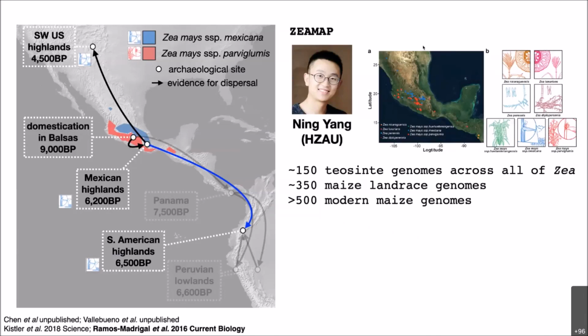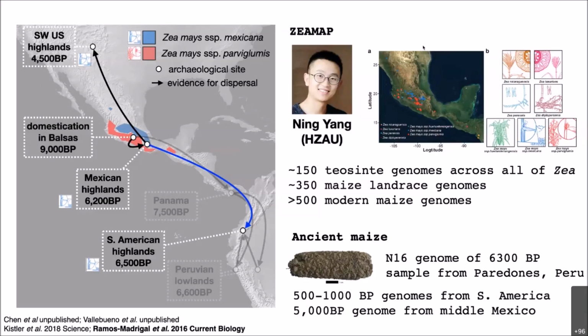So these are inbred maize lines used in breeding. And we added to that some wonderful data on ancient maize, including published data on ancient maize, and most importantly, this sample N16, which actually was from our collaborator Miguel Vallebueno here at GMI and part of his PhD research. And this sample N16 is a genome that's more than 6,000 years old from Peredones, Peru.